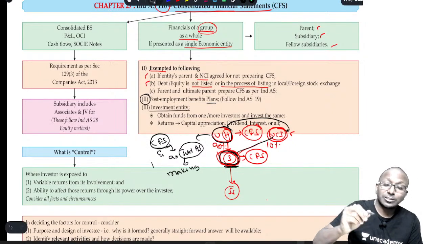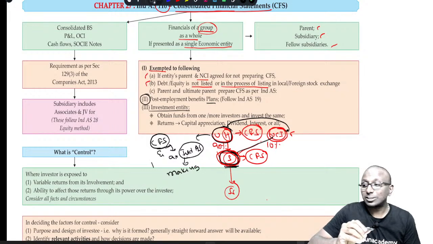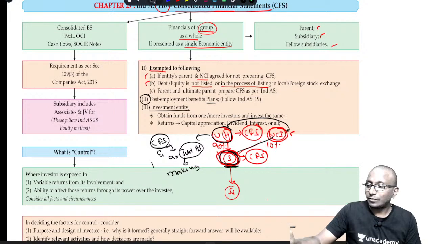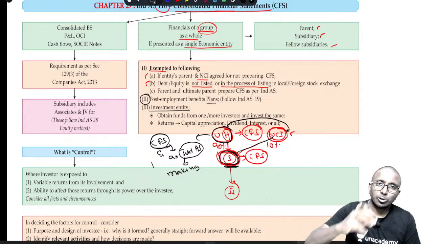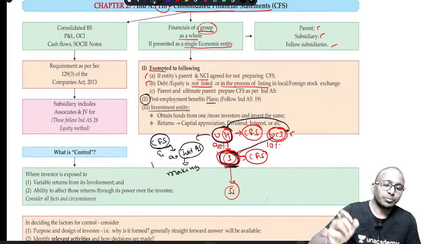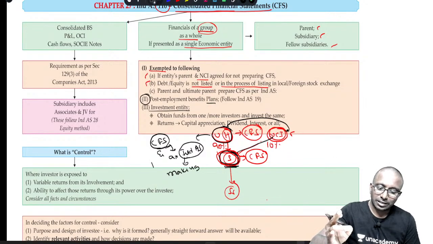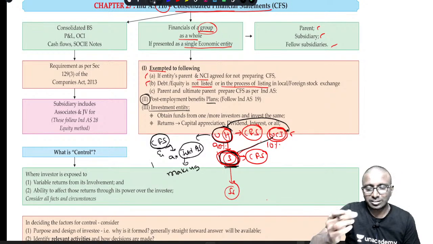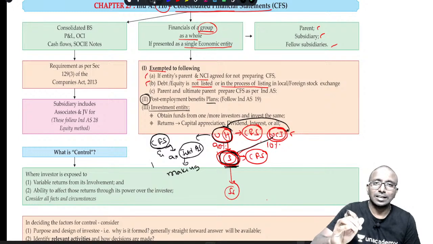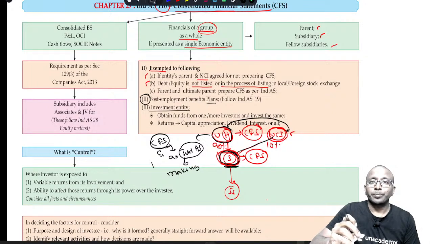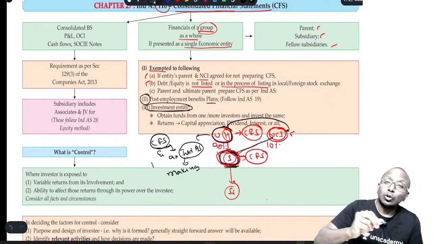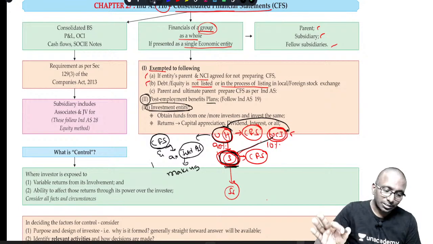And next, if it is an investment entity, then also it is not consolidated. What is an investment company? It is like a mutual fund. It pools funds from a number of people, and that money is invested into shares, debentures, mutual funds and so on. The objective is not to control the other company, but to get dividend income, capital appreciation and interest income. So these investment companies also do not need to prepare consolidated financial statements.